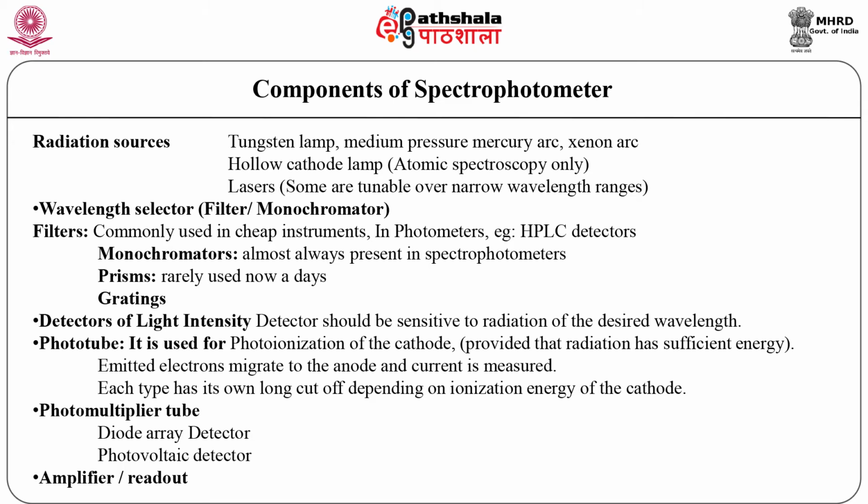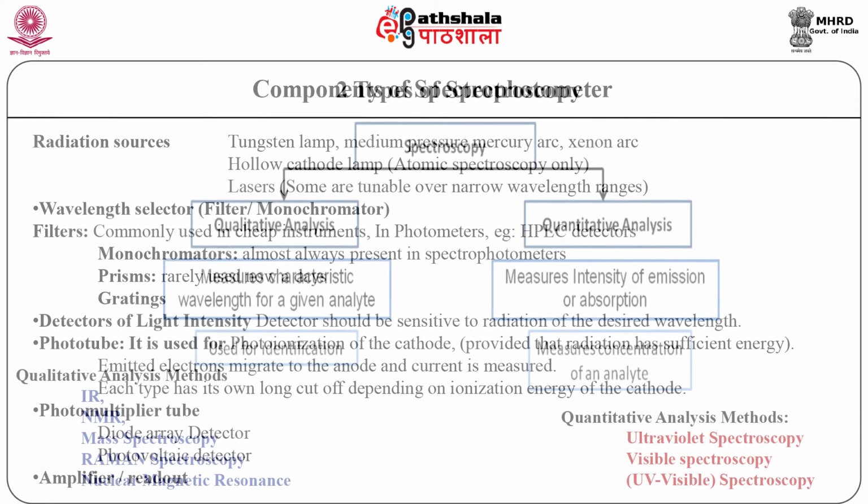Phototube is used for photoionization of the cathode, provided that the radiation has sufficient energy. Emitted electrons migrate to the anode and current is measured. Each type has its own long-wavelength cutoff depending on the ionization energy of the cathode. Other detectors include the photomultiplier tube, diode array detector, and photovoltaic detector.